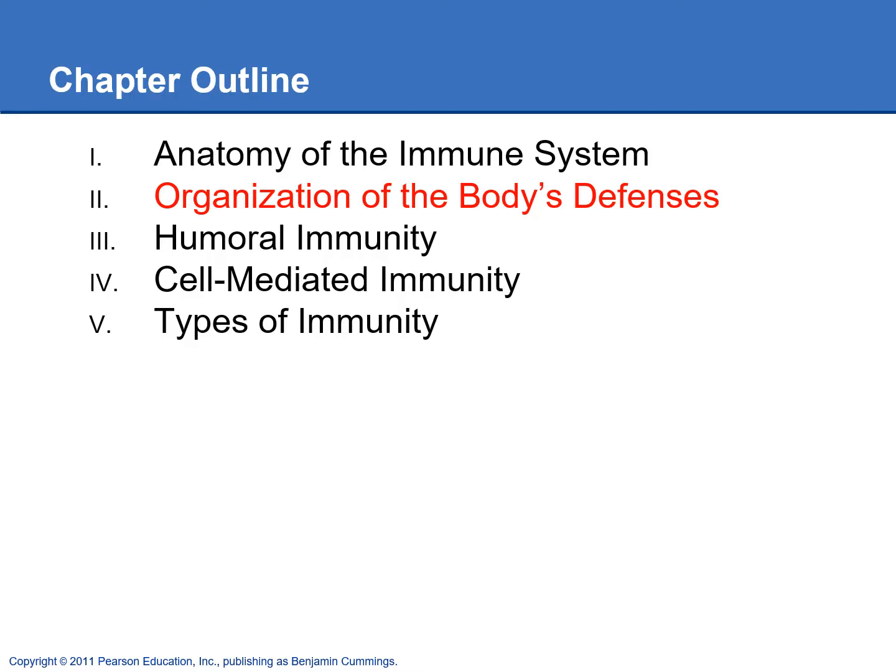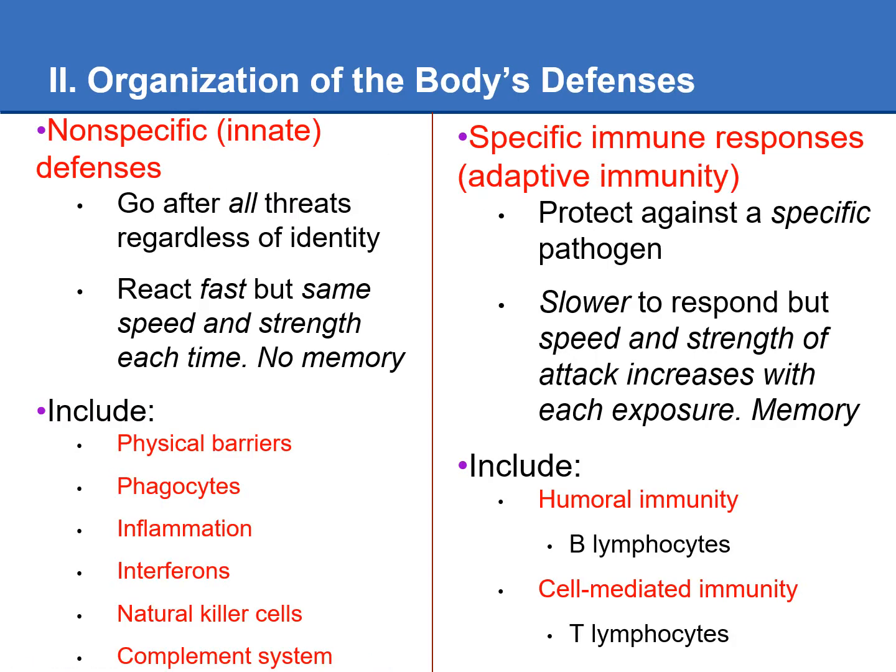We're going to look at the organization of the body's defenses in this lecture. The immune system has two branches. There's the nonspecific defenses or innate immunity and the specific immune responses or adaptive immunity. This is really important to know, so make sure you star this. The nonspecific defenses we're going to talk about in this lecture are nonspecific because they go after anything foreign in the body. So they don't care what it is, they will go after it.